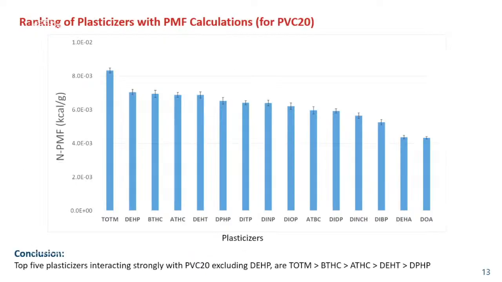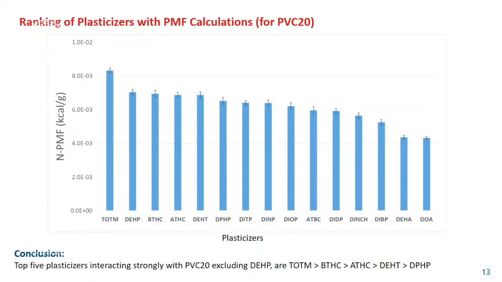The other thing is that I rank the plasticizers depending on the type of interactions. The stronger the interaction, the stronger the bonding, so less leaching of the plasticizer from the blood bags. We found that TOTM, DHP, BTHC, and ATHC are the top strong plasticizers, and the other experimental literature also supports our results.